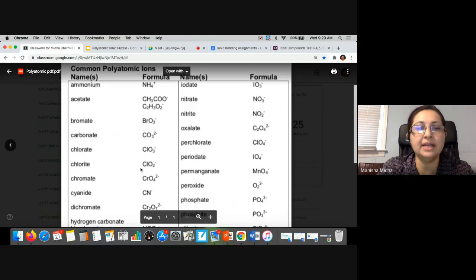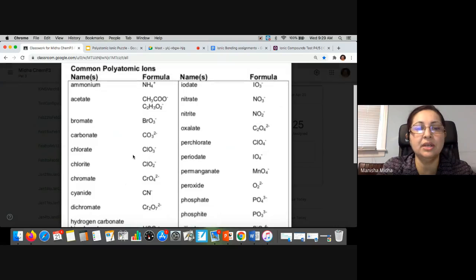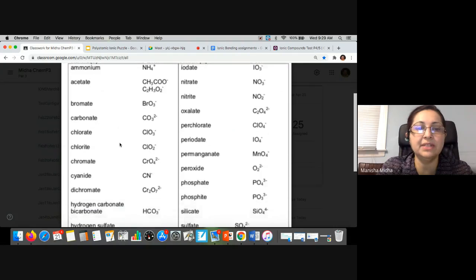So chlorite has chlorine and oxygen. Chlorate also has chlorine and oxygen. When it ends with ite, there are fewer oxygens. When you end with ate, there is an extra oxygen. So chlorite, chlorate. Similarly, nitrite. Ite is a small bite, so it has 2 oxygens. Nitrate ends with ate, it has an extra oxygen. Nitrite, the ni comes from nitrogen, and ite refers to fewer oxygens. So nitrite, nitrate. So these are different types of endings.